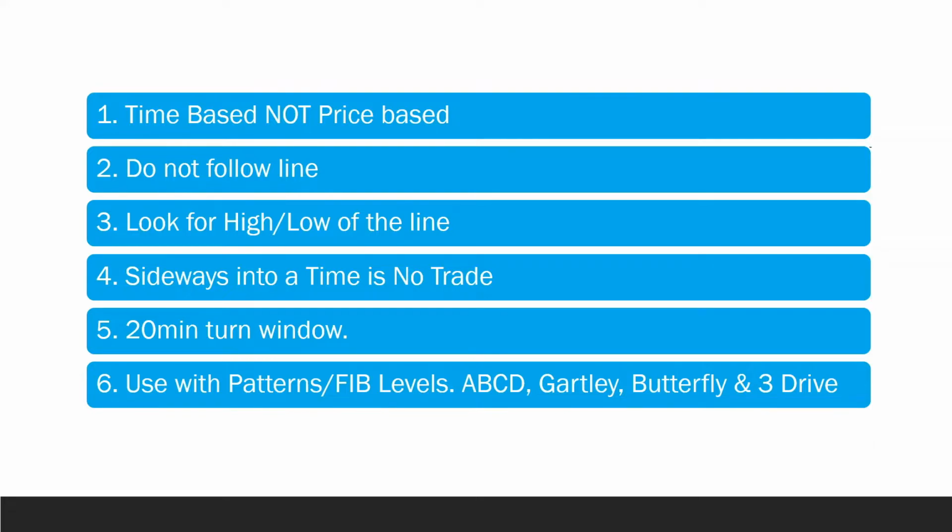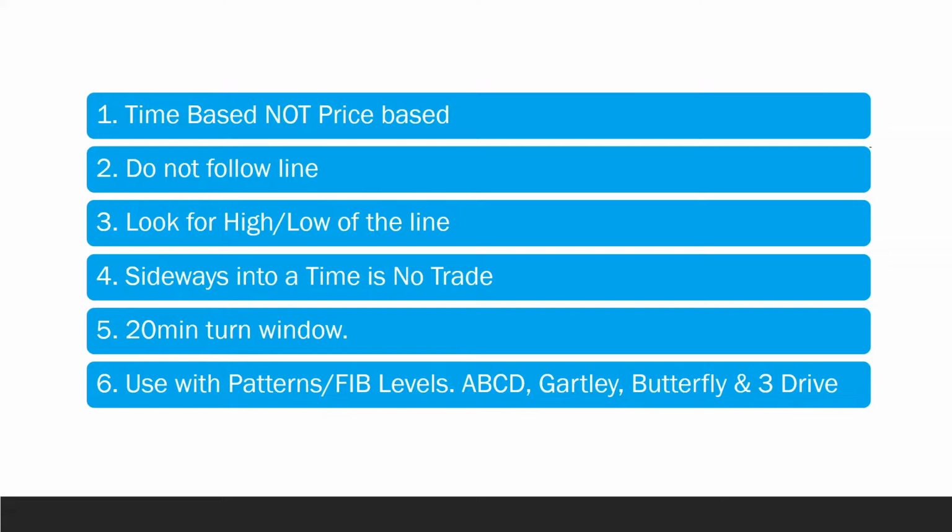Number two is don't follow the line. The idea of the line is just giving a rough idea of where it's going, and it gives us our high point and our low point that we're looking for on the day. Which brings us to number three, which is looking for the high or the low of the line. That's all we want to try and find. Anything in between, little ups and downs, we don't really want to trade those.